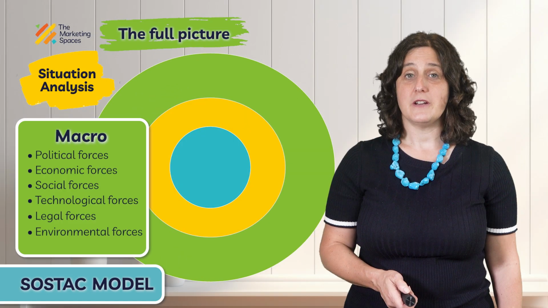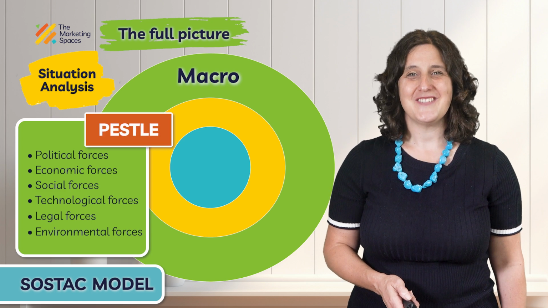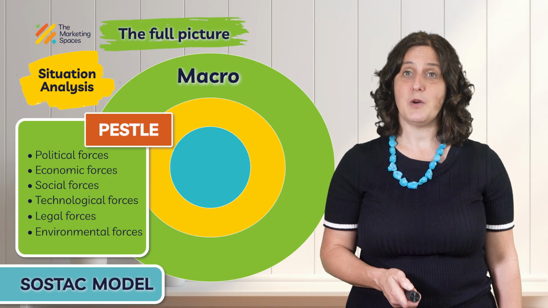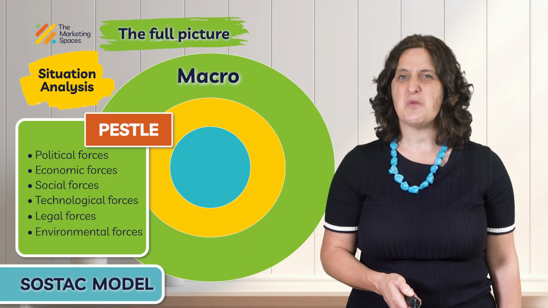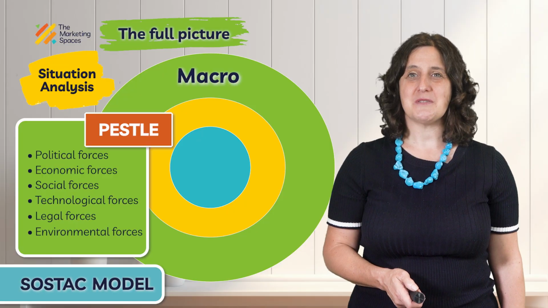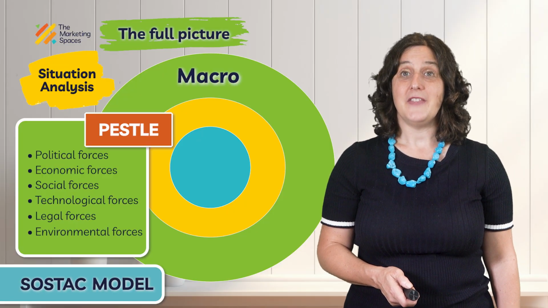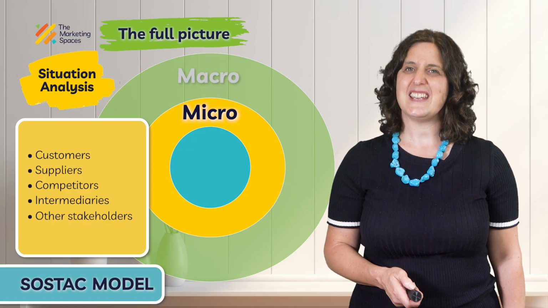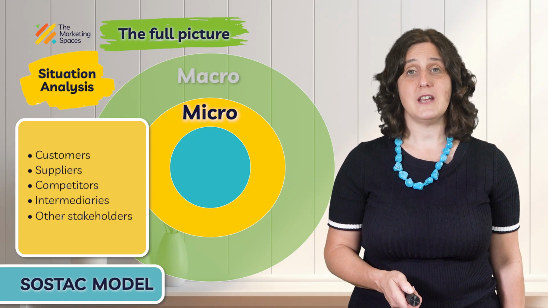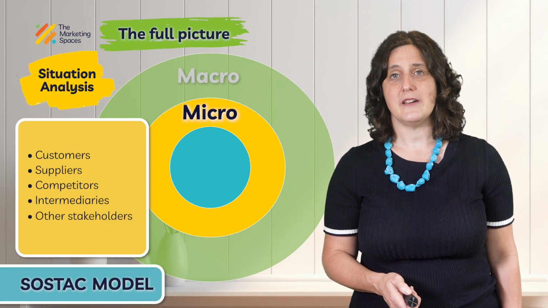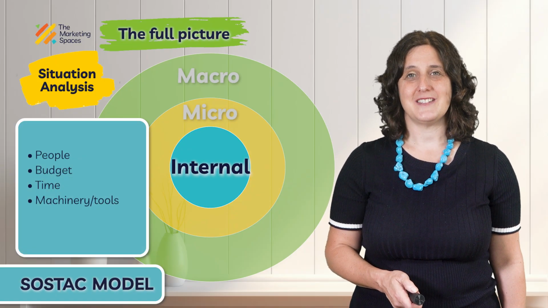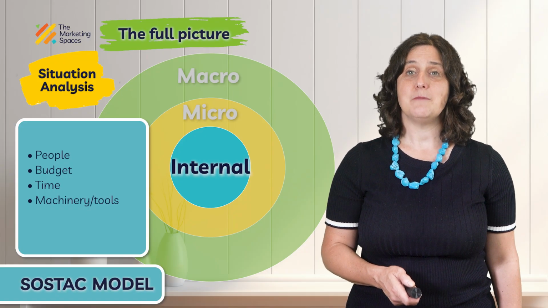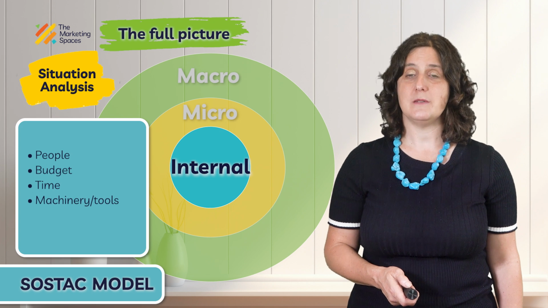So first of all, we look at the macro environment. You might have heard of this, you might have heard of PESTLE. So it's where we look at the different forces that can affect our business, but also our customers. And these are the things that we can't control. They're very much outside our sphere of power. Then, as we move closer to our business, we're looking at the micro environment. So these are things that we can exert some control and authority over, such as our customers, our suppliers. And then, of course, there's the internal factors. And the idea is that these are the things that we really can affect and impact and mould them and change them to be what we need them to be.